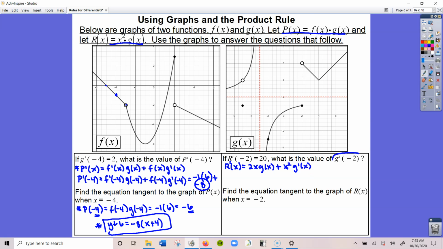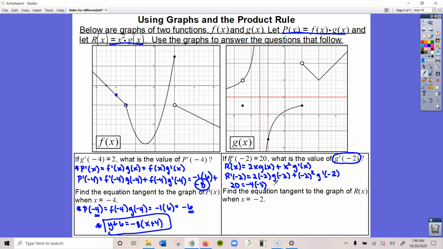And we're trying to figure out g prime of negative 2. So we're going to make r prime of negative 2 equal to 2 times negative 2 times g of negative 2 plus negative 2 squared times g prime of negative 2. So I just plugged in the negative 2 everywhere that I saw an x, and now we're going to work this out. So r prime of negative 2, I was told, was equal to 20. So I'm substituting 20 for r prime of negative 2, which is equal to 2 times negative 2, which is negative 4. G of negative 2 is negative 3.